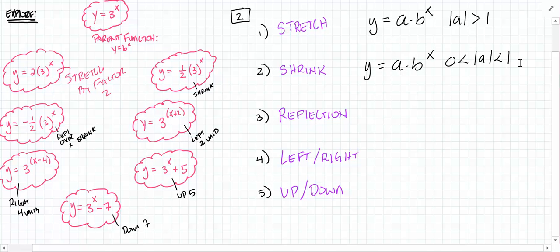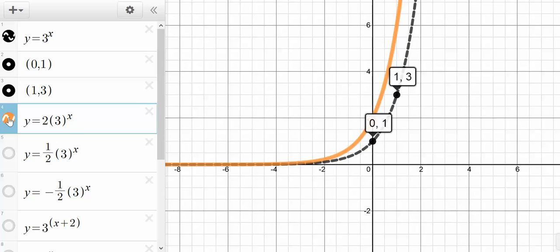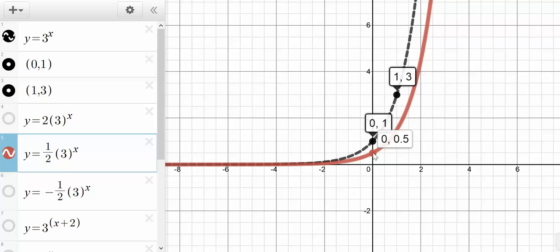Okay, so the exploration that we have here, I'm going to turn this one off and turn this one on. You'll notice the difference is that this is half the output. Instead of 0, 1, I'm going to have 0, 1/2. And the shape of the exponential function is what we call a vertical shrink. Is that cool? Does that make sense to you guys? Yeah? Right on. No big deal. Okay, turn that one back off. Go back to our notes.